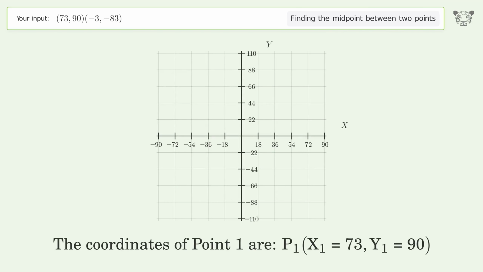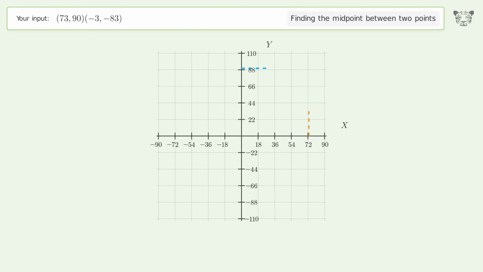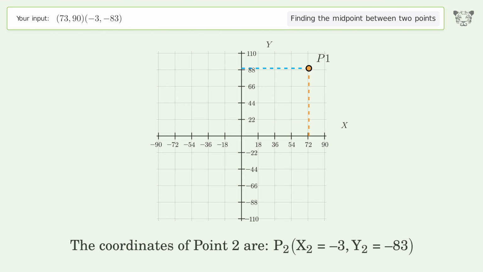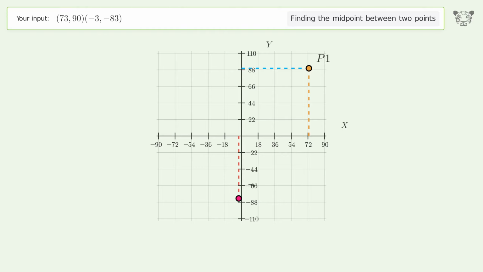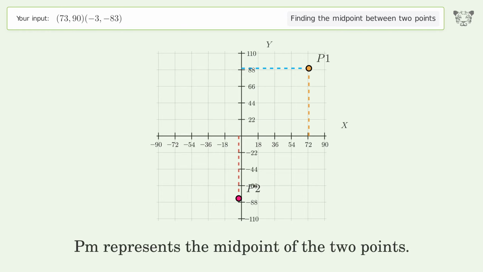The coordinates of point 1 are x1 equals 73, y1 equals 90. The coordinates of point 2 are x2 equals -3, y2 equals -83. PM represents the midpoint of the 2 points.